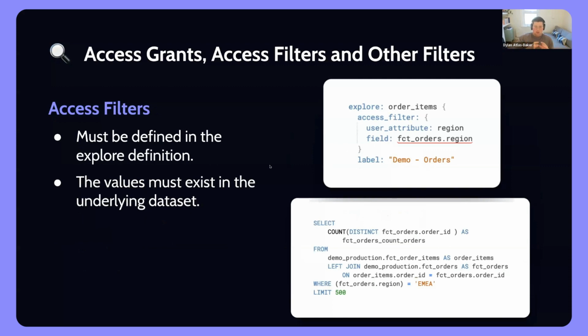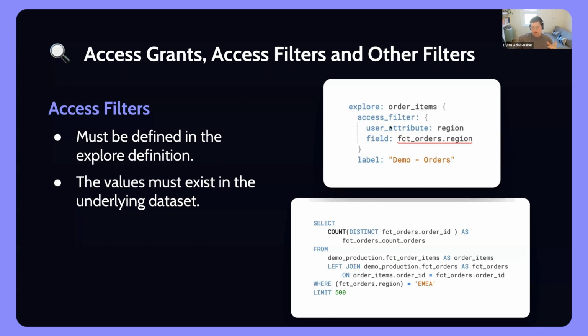So where access grants talked about what objects people have access to, the next bit that you may want to do is limit people on certain rows. So you may have sensitive data where certain people should only be able to see things that are relevant to them. And so that's where access filters come in. Access filters are defined in the same way in an Explore. So they're defined in an Explore definition. In this case, they're only defined in an Explore definition. And they limit the rows that someone can see by filtering on a certain field with a certain value.